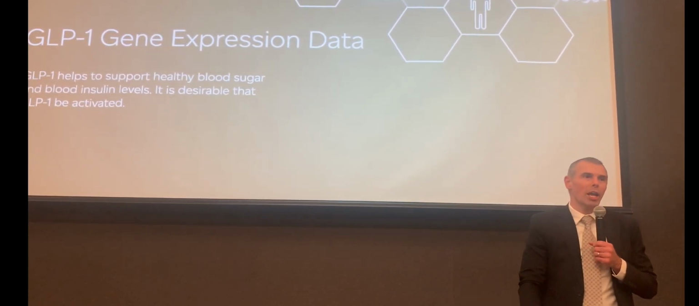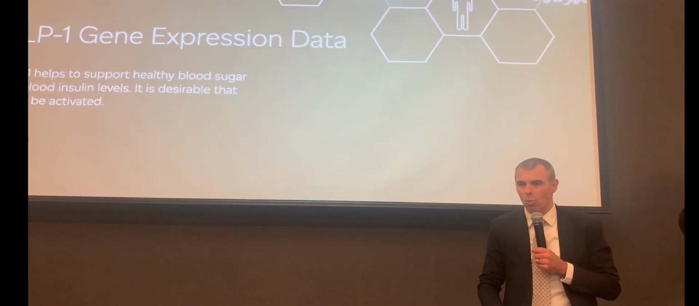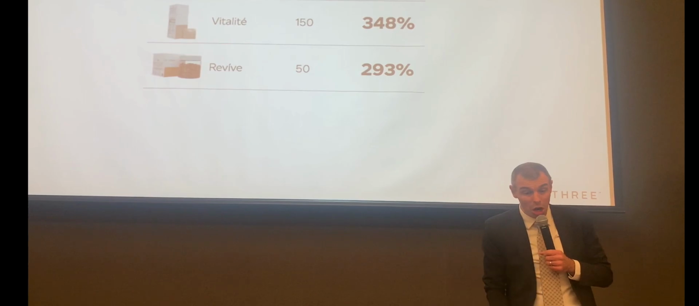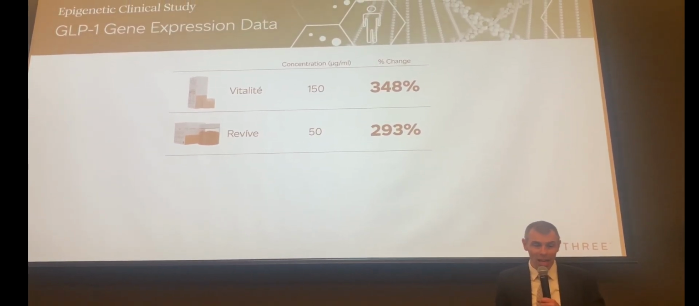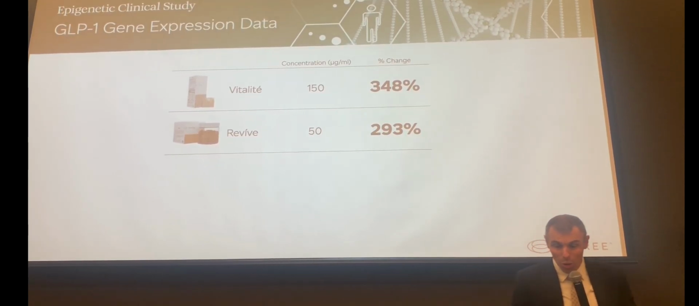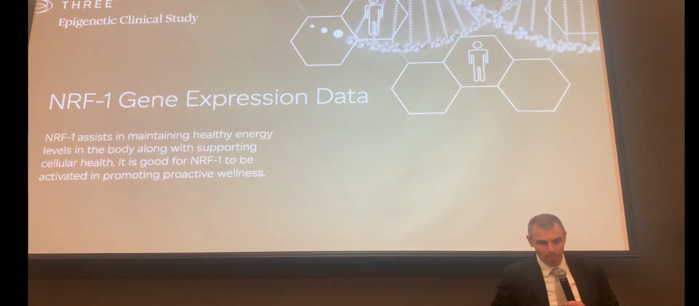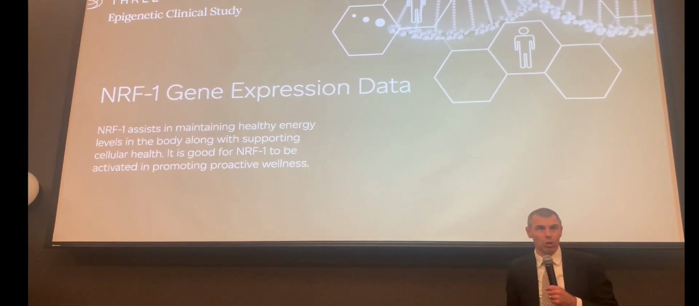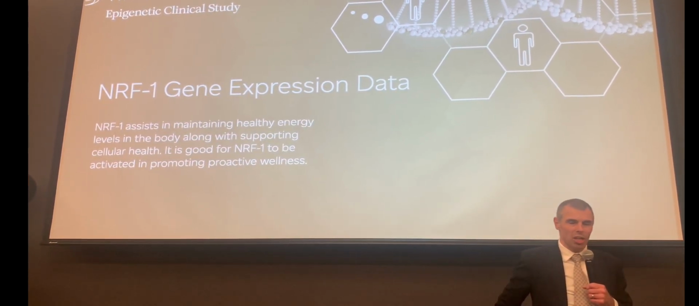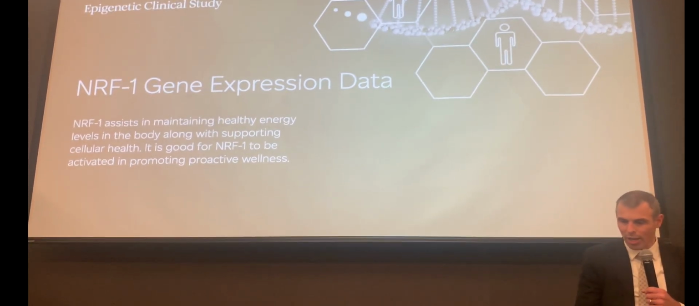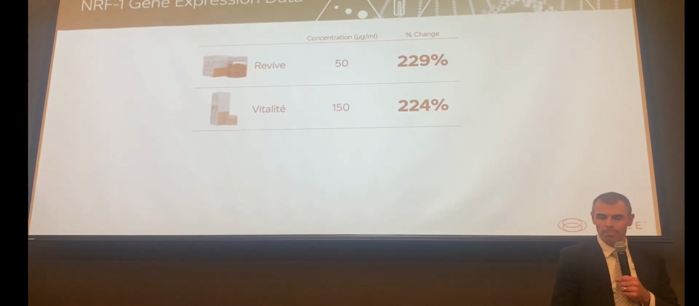Anyways, GLP-1. You want it to be activated in order for health. You want a healthy, activated GLP-1 gene and receptor. And what we showed is that Vitalite, foundational health, baby, upregulates it 348%, Revive 293%. Nrf1. This is a good one for energy. And there are companies in our space talking about Nrf1 and Nrf2 and how important they are, and signal transduction and activation and those sorts of things. You want Nrf1 to be activated, and Revive and Vitalite activate Nrf1.